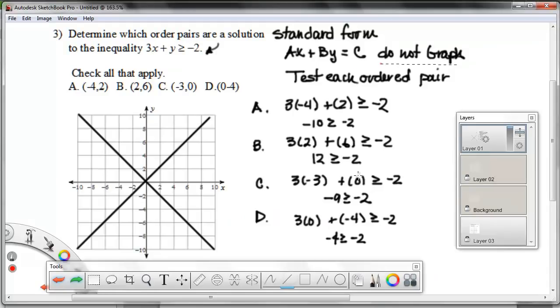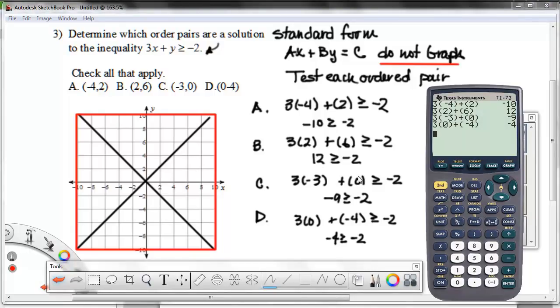So now in this problem, because it's in standard form, you do not want to graph it. Standard form is where it looks like ax plus by equals c, and you can see that we have that right at the left where the arrow is. And so what we want to do is test each ordered pair.